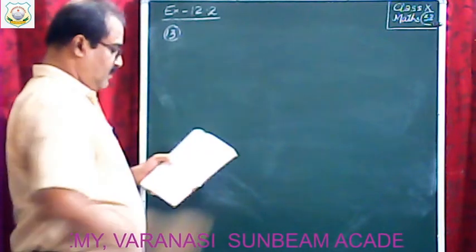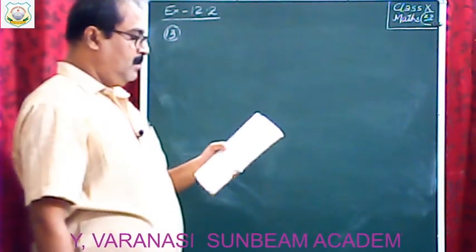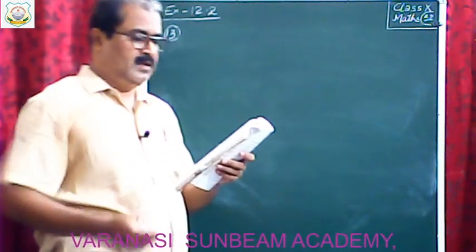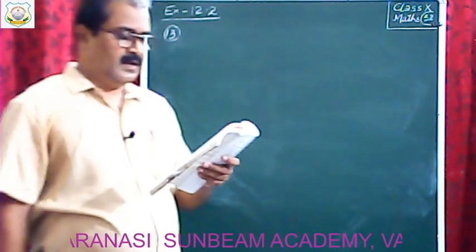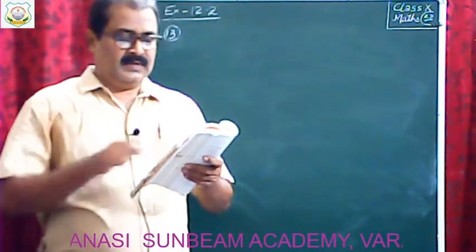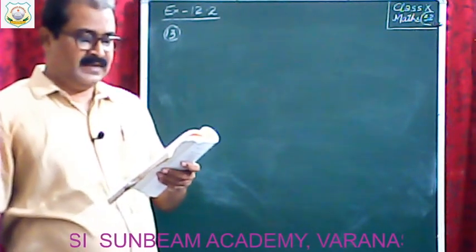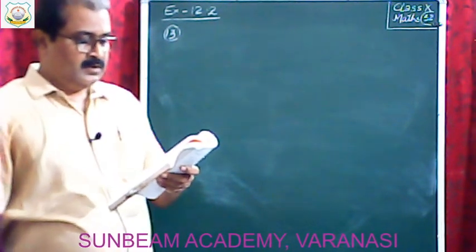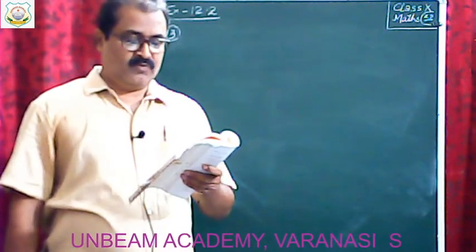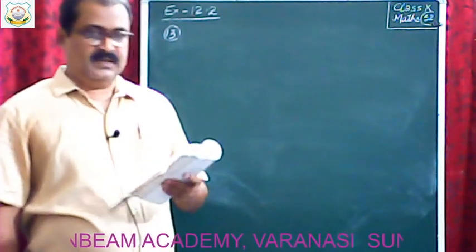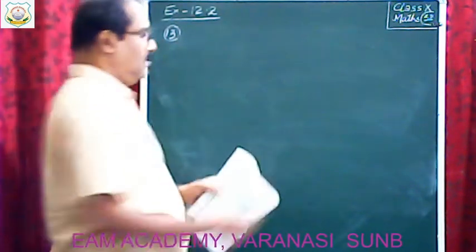One figure is given. A round table cover has 6 equal designs as shown in the figure. If the radius of the cover is 28 cm, find the cost of making designs at the rate of rupees 0.35 per centimeter square. Figure is given, round table cover.